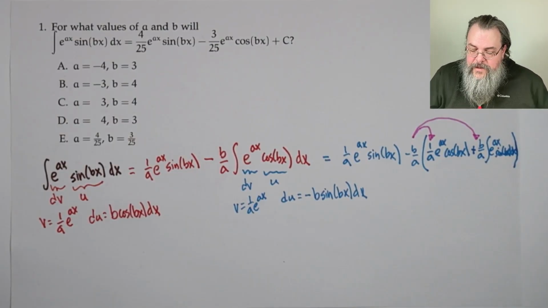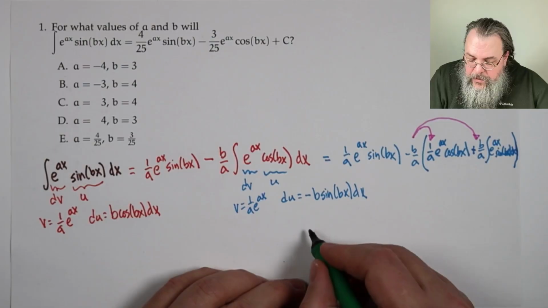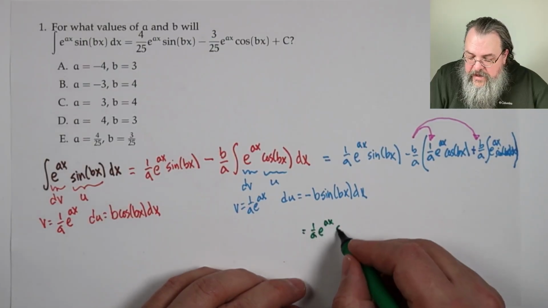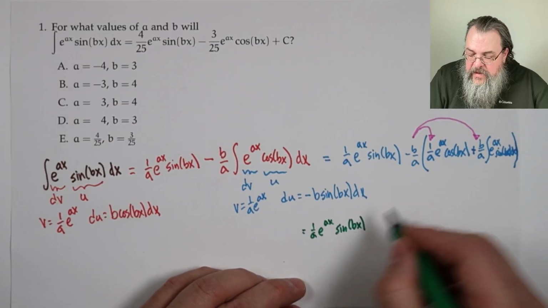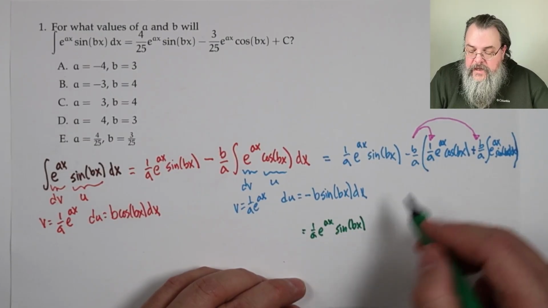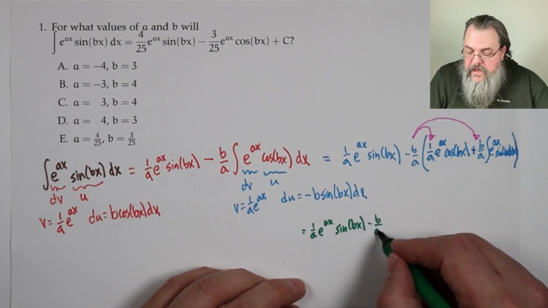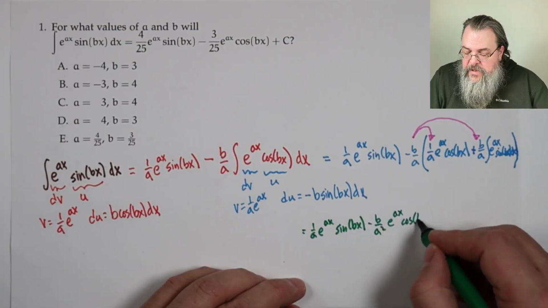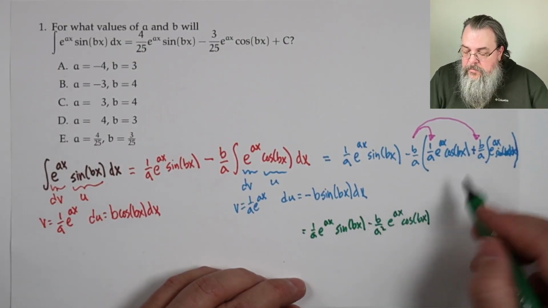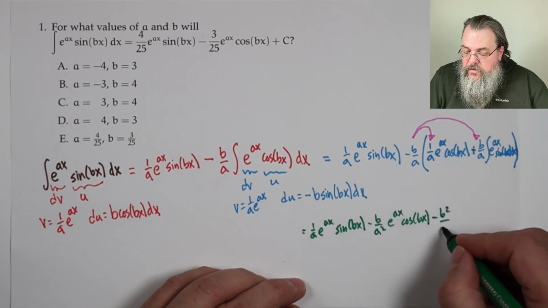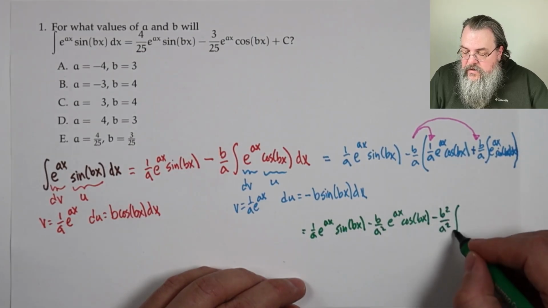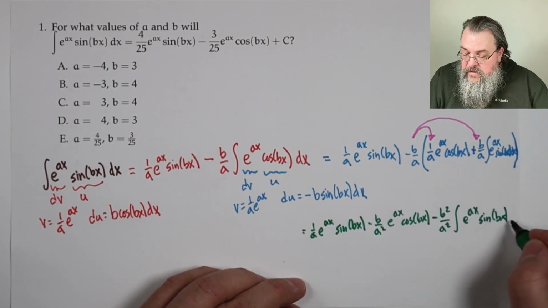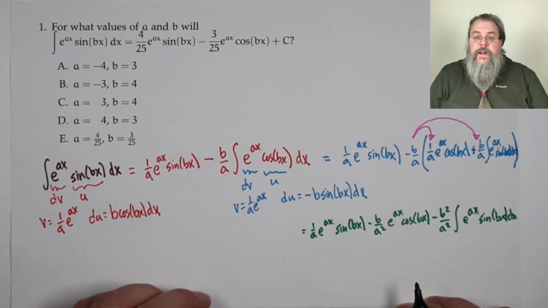And what do we have? Well, we get 1 over a, e to the ax sine of bx, and then minus b over a times 1 over a, minus b over a squared, e to the ax cosine bx, and then minus b squared over a squared integral e to the ax sine of bx dx. Now here's the great thing.